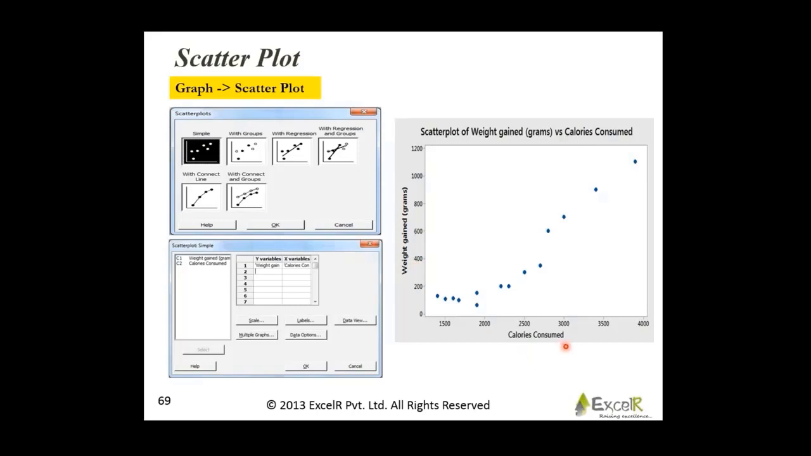Calories consumed. I can break down the number to whatever accuracy level I wish to, and it is still going to make sense for me. And that is calories consumed. So if the two variables are continuous, that is when regression comes into the picture.